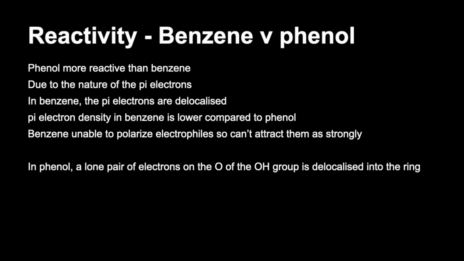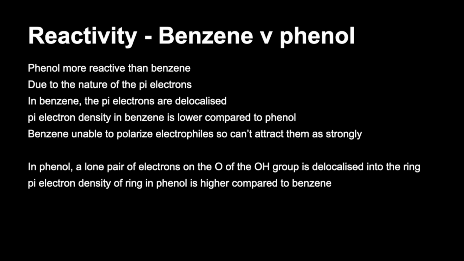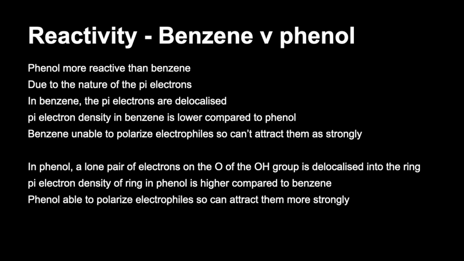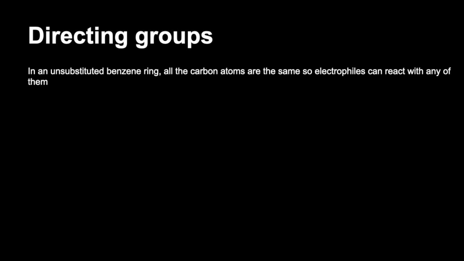In phenols, you've got a lone pair of electrons on the oxygen of the hydroxyl group, so that becomes delocalized into the ring. That's going to increase the pi electron density, and so phenol can polarize electrophiles. It can attract them more strongly. And the final aromatic slide is about directing groups. So in an unsubstituted benzene ring, in other words benzene, all the carbon atoms are the same, so the electrophiles can react with any one of them.